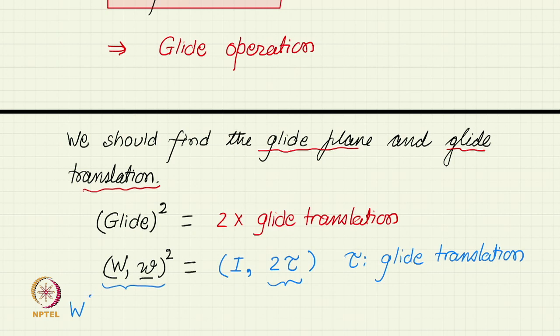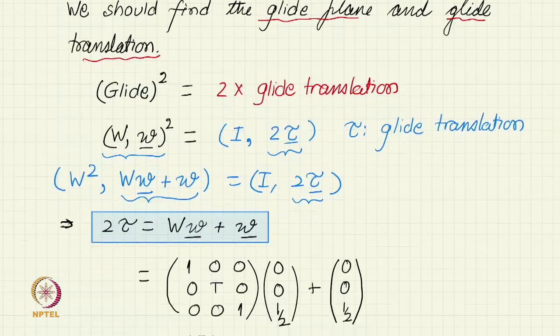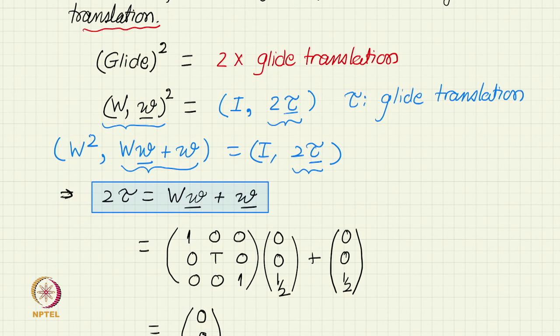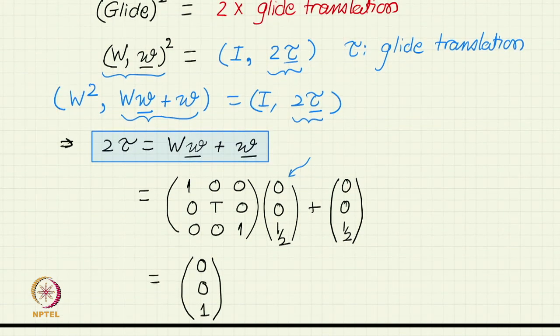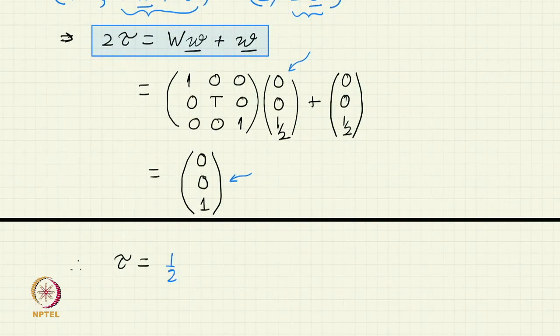If you use the multiplication rule for Seitz operators, you can see that this is W squared, and the translation part is W w plus w. So this is I, 2 tau. That means 2 tau, the translation part, is equal to W w plus w. That is what we have written here. We know our linear part, the matrix part, and we know the column part. So, we do this algebra and we get 0 0 1. So 2 tau is 0 0 1, that means tau is half of this vector 0 0 1.